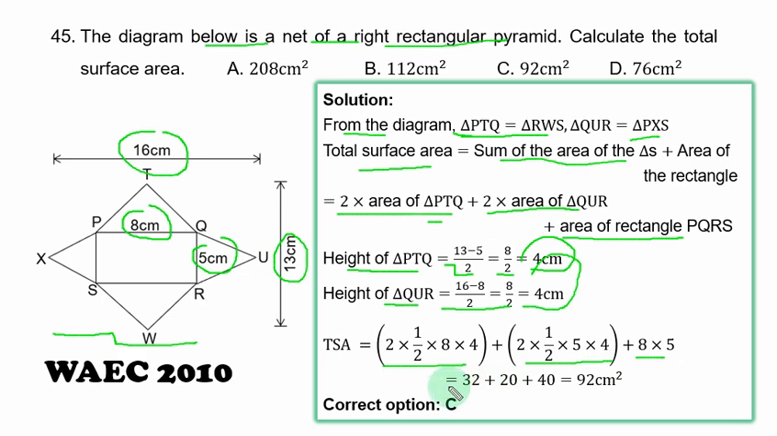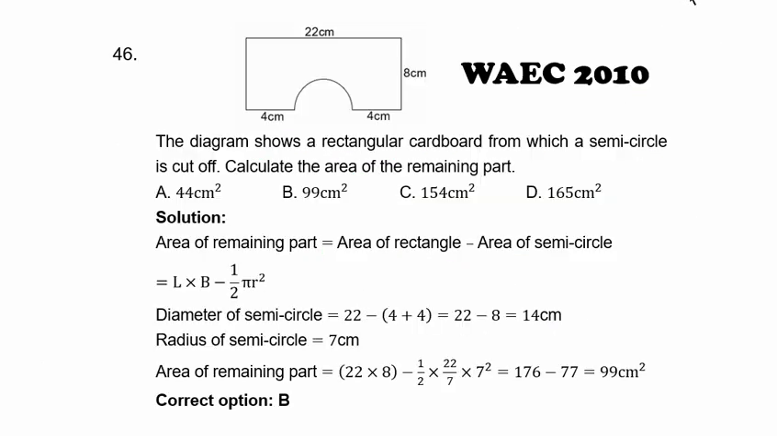You have 32 from the first bracket plus 20 from the second bracket plus 40 from here. When you add together, you have 92 square centimeters. Example 46. The diagram shows a rectangular cardboard from which a semicircle is cut off. Calculate the area of the remaining part.